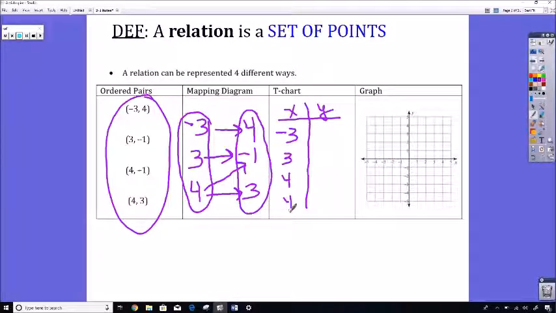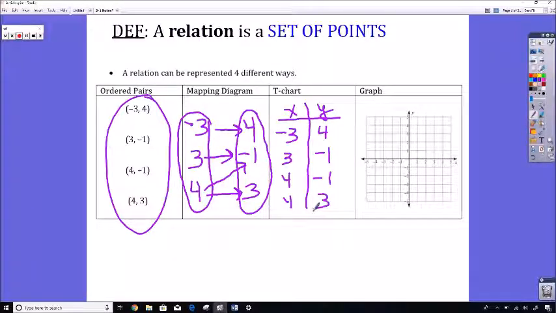And of course, negative 3 corresponds with 4. 3 corresponds with negative 1. 4 corresponds with negative 1. And 4 corresponds with 3. Okay, exact same information, just in a different format. And then, of course, we can graph this relation.